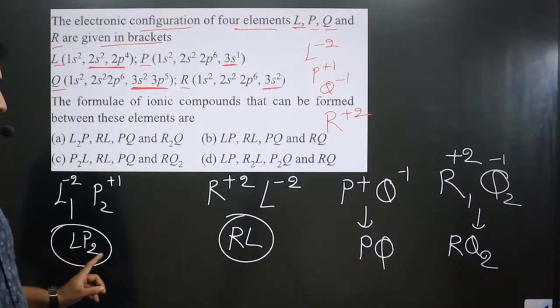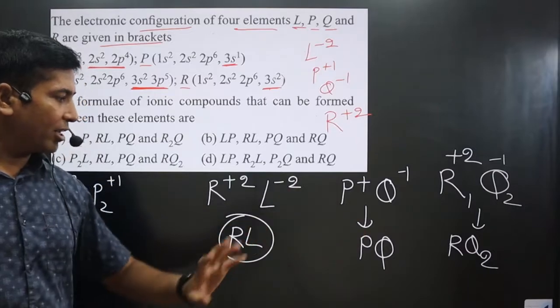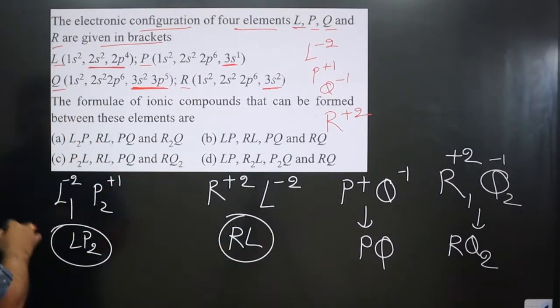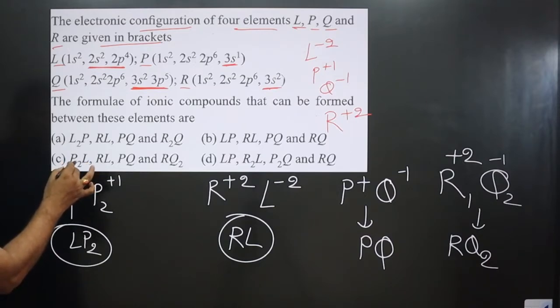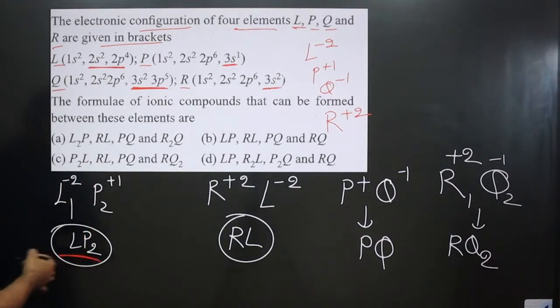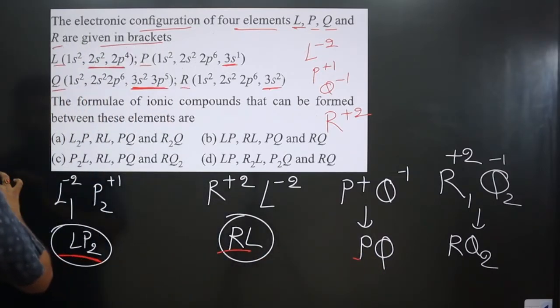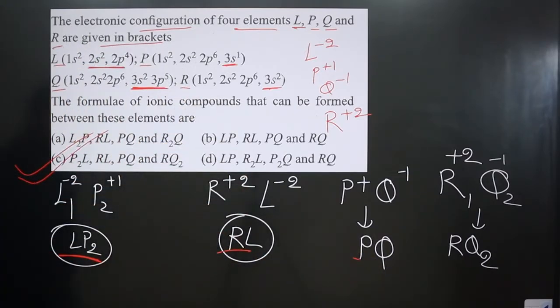So LP2, RL, PQ, RQ2. Any such option with RQ2? You can see option C is there. P2L, same thing only. RL, PQ, RQ2. Option C is correct. Very interesting question.